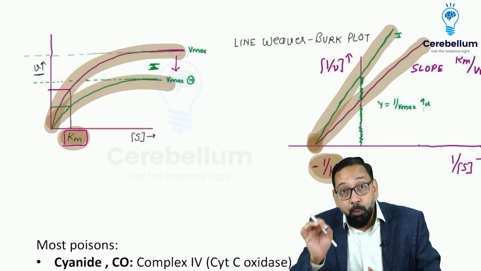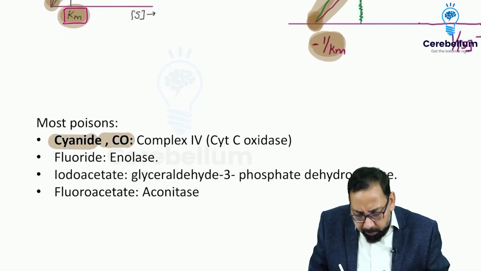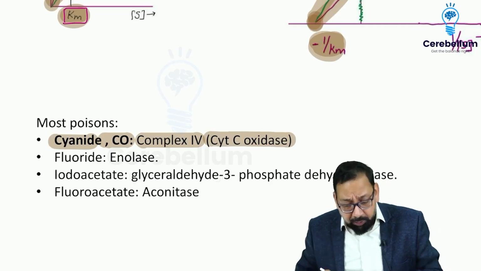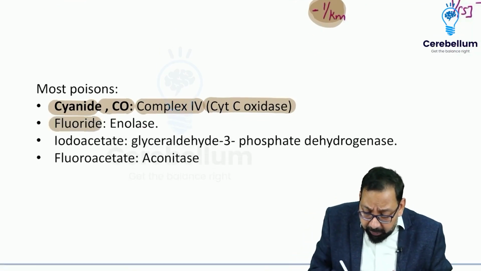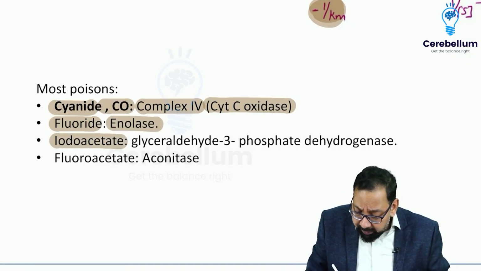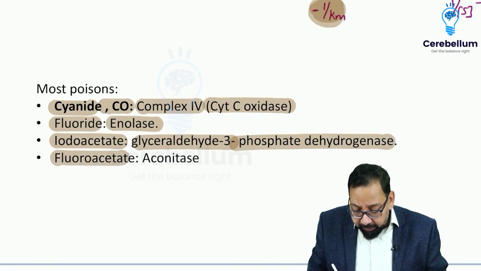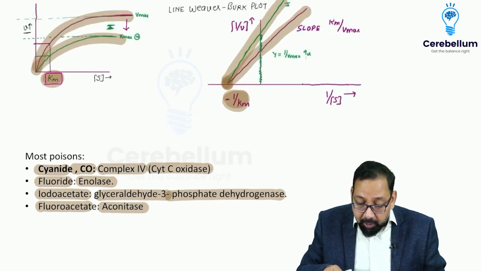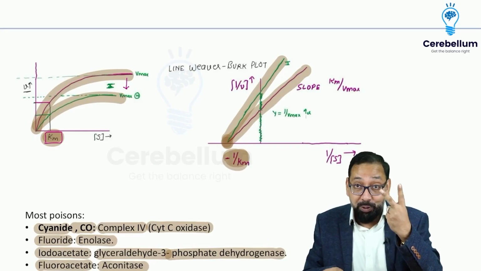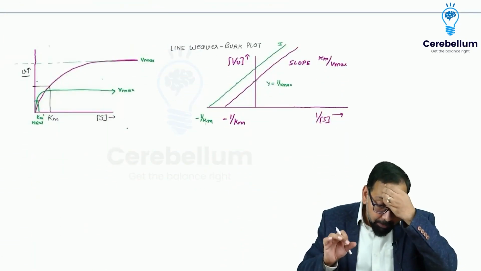So this is non-competitive. Examples: most poisons, cyanide, carbon monoxide inhibit complex 4, cytochrome C oxidase. Fluoride inhibits enolase, non-competitive. Iodoacetate inhibits glyceraldehyde 3-phosphate dehydrogenase. Fluoroacetate inhibits aconitase. These are non-competitive inhibition. No competition, you have won. Victory. Now, uncompetitive, first of all, by mnemonic.